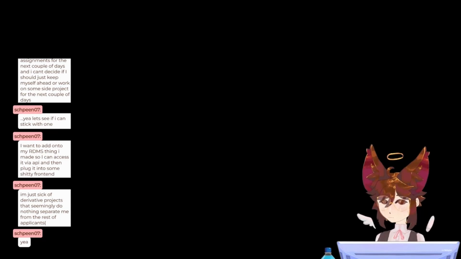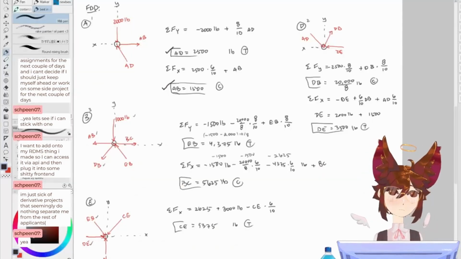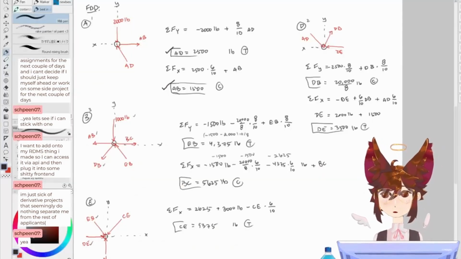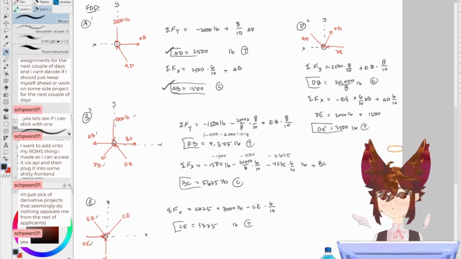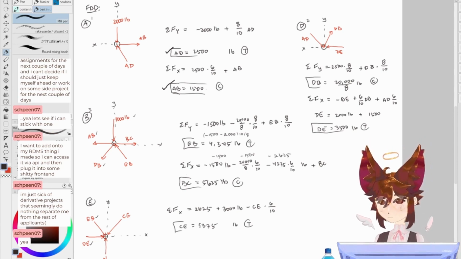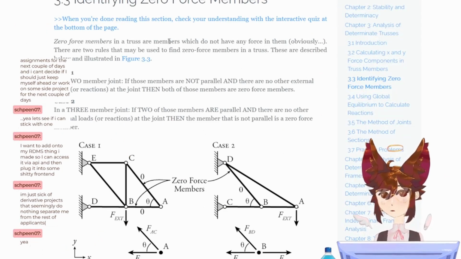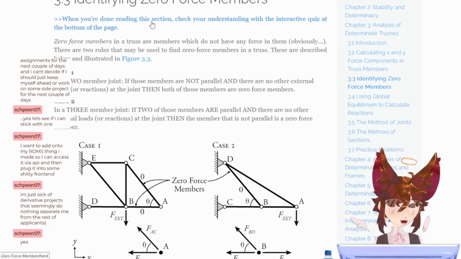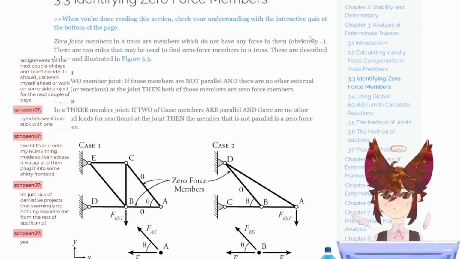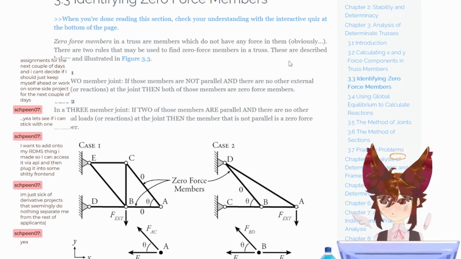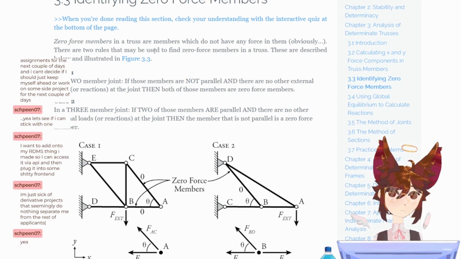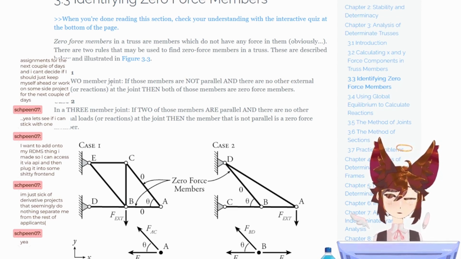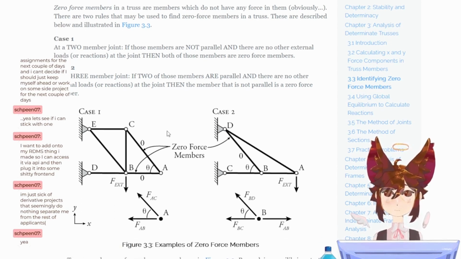Maybe, let me see if there's a little game I can find. Identification of 0 force members. Let's see, learn about structures. Oh, that is interesting. Interactive quiz at the bottom of the page. Let's go. Okay, 0 force members in a truss do not have any force in them. Obviously. Okay. There are 2 rules. At a 2-member joint, if those members are not parallel and there are no other external loads, then both of those members are 0 force members.